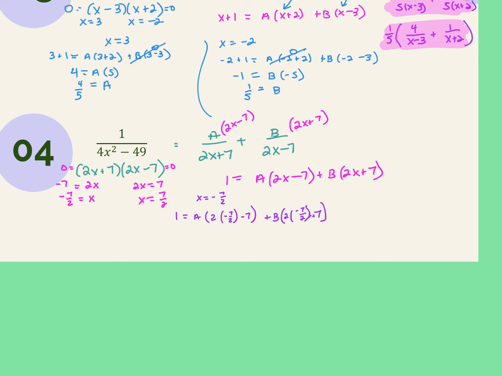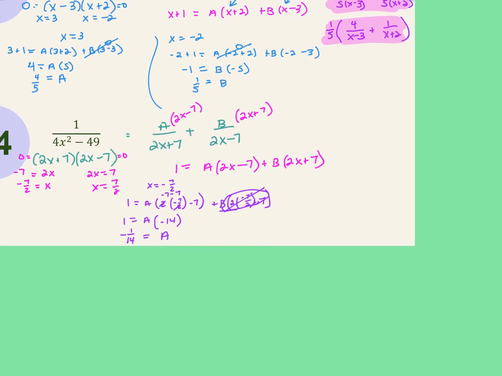Now the negative is going to cancel with the positive 7 in 2x plus 7, so the B is gone. 1 equals A times, this would cancel, I'd get negative 7 minus 7, negative 14. And A is negative 1/14.